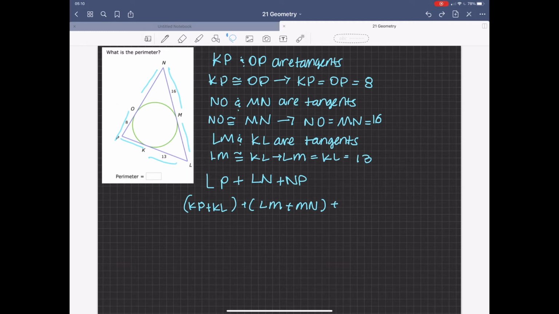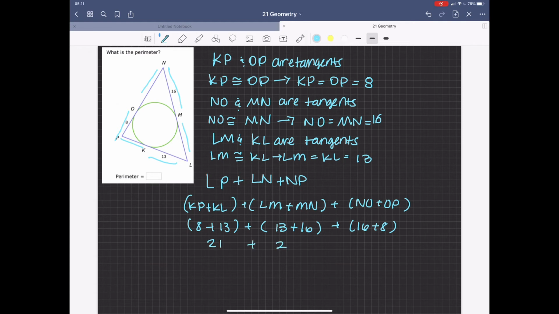So as I add that, I'm going to say the first parentheses is 8 plus 13. And the second set of parentheses is going to be 13 plus 16. The last one's going to be 16 plus 8. If I add them all together, I get 8 plus 13 is 21. And then 13 plus 16 is 29. And 16 plus 8 is 24. 21 plus 29 plus 24 equals 74. And that's my perimeter.